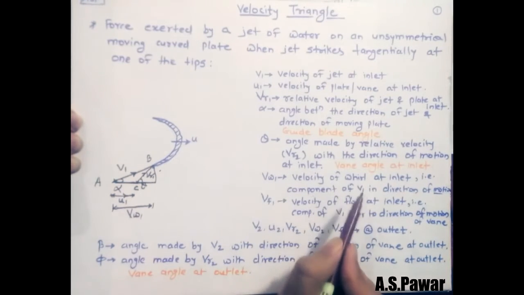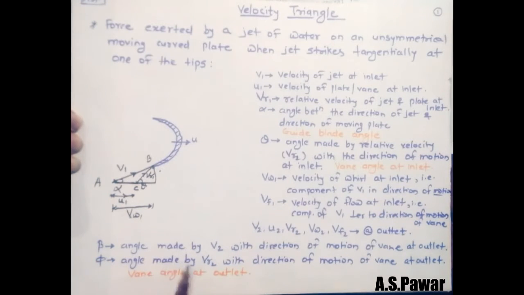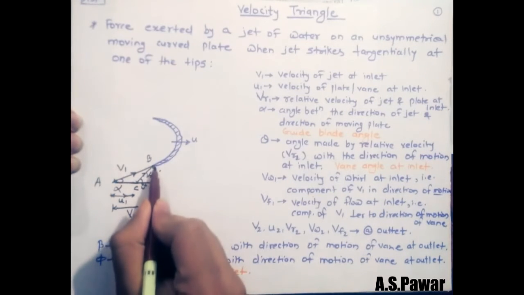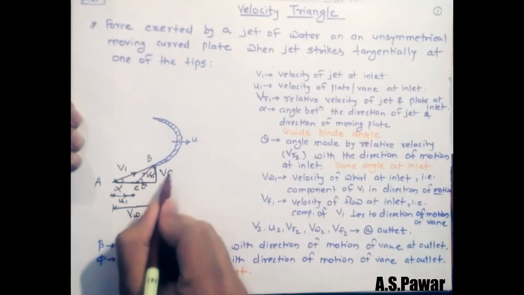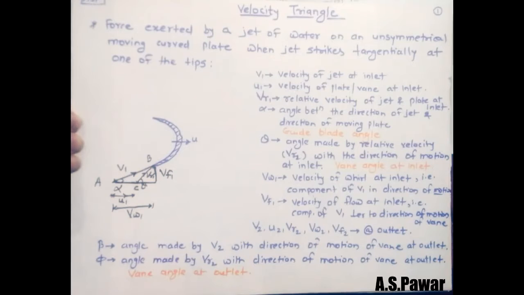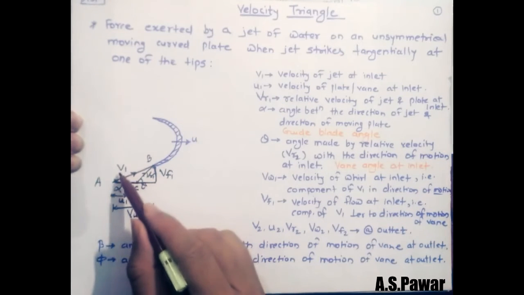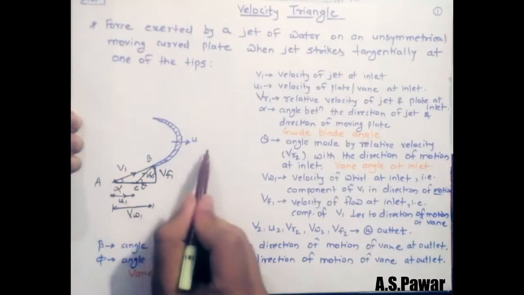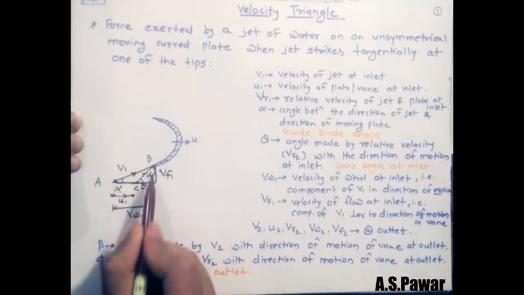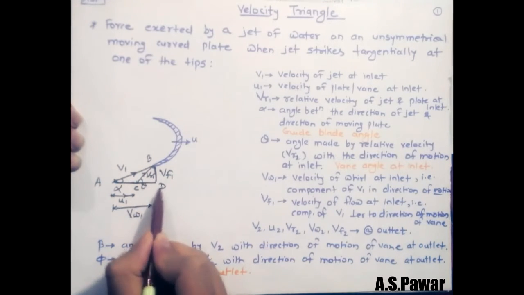VW1 is also called the velocity of whirl at the inlet, and we have represented that by VW1. Now the vertical component, we can represent that by VF1. VF1 stands for velocity of flow at the inlet, or we can consider this as the velocity component of V1 in the perpendicular direction to the motion. So the direction of motion is rightward, so this will be the perpendicular direction. We will give this point the name D.